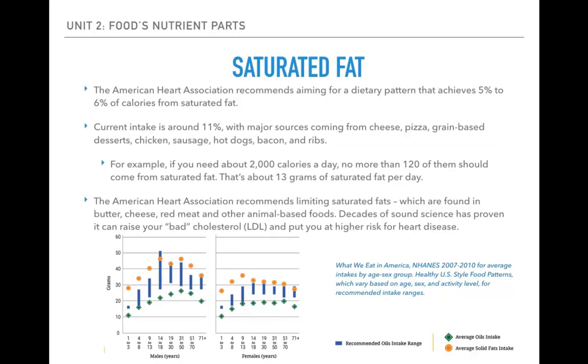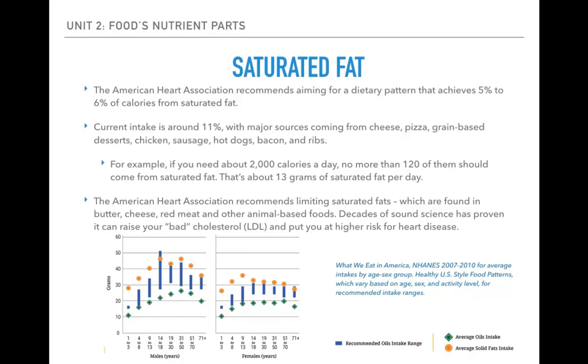The American Heart Association recommends keeping saturated fat levels low, and that is below 5 to 6% of calories in your daily diet. Current intake is around 11%, and this is typically coming from cheese, pizza, grain-based desserts, chicken, sausage, hot dogs, bacon, and ribs. Sounds like 4th of July.